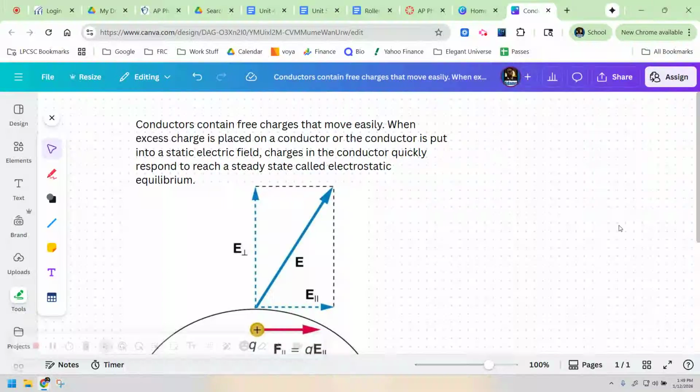All right, so conductors contain free charges, like electrons. That's how we think about it. As an electron has a negative charge, it flows freely. When an excess charge is placed on a conductor, or the conductor is put into an electrostatic field, charges in the conductor quickly respond to reach a steady state, what we call an electrostatic equilibrium.